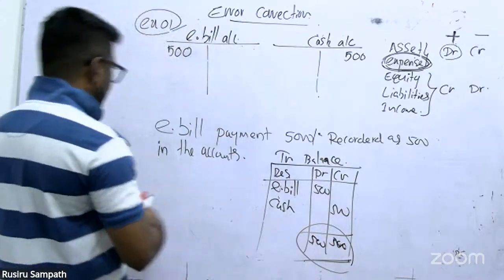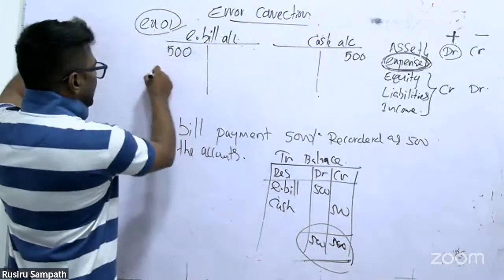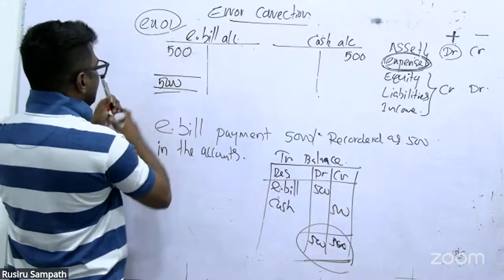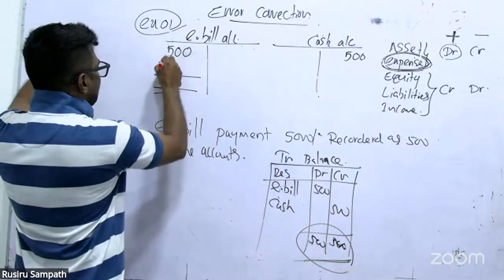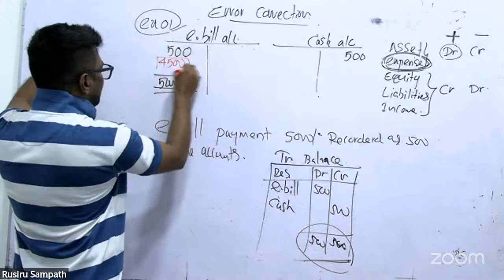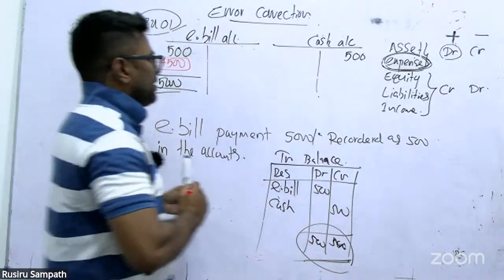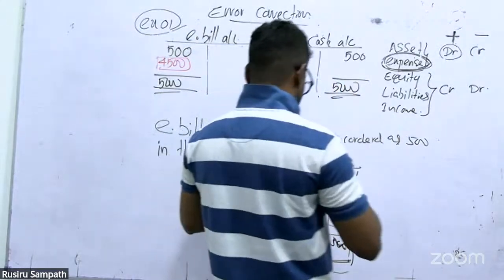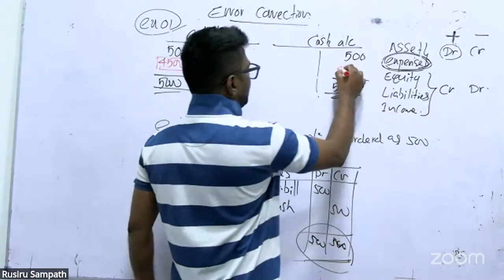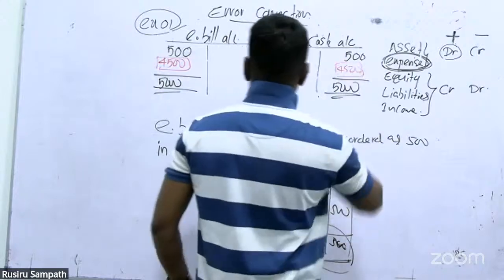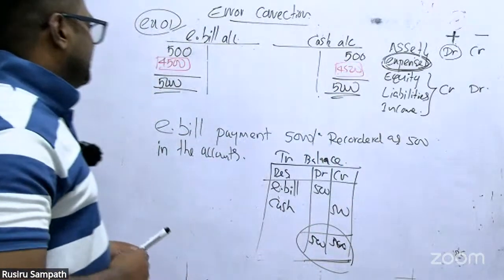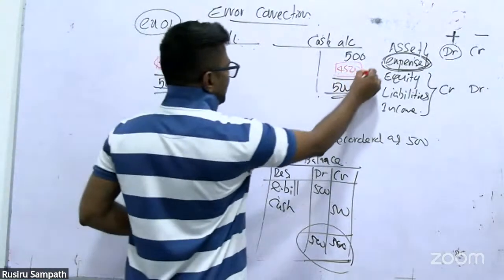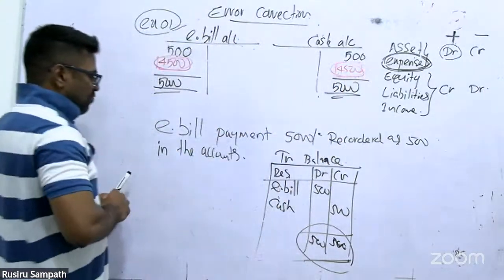Then how to rectify this error? The corrected amount there is 5,000, but not recorded there, 4,500. Now that is recorded. Cash account corrected amount 5,000, recorded there 4,500. Then that is the correction entry. What are the correction entries?